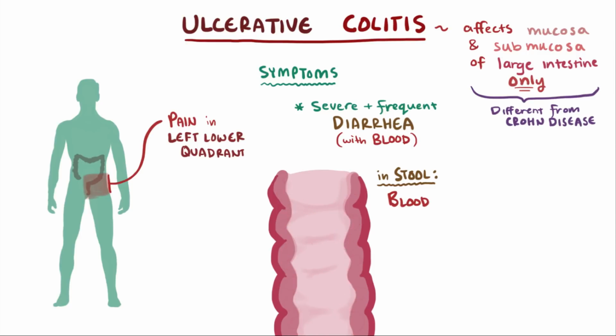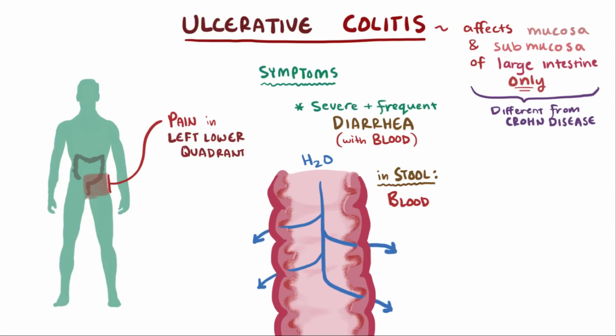But also, what's one of the main jobs of the large intestine? Absorbing water. So as these cells are destroyed, the large intestine can't perform this function as efficiently, and ends up letting too much water through, contributing to diarrhea.